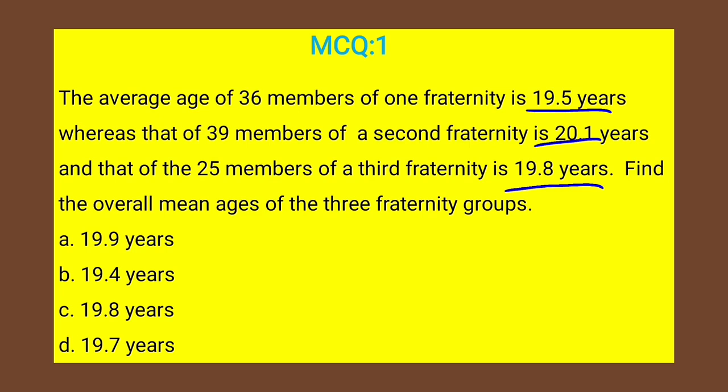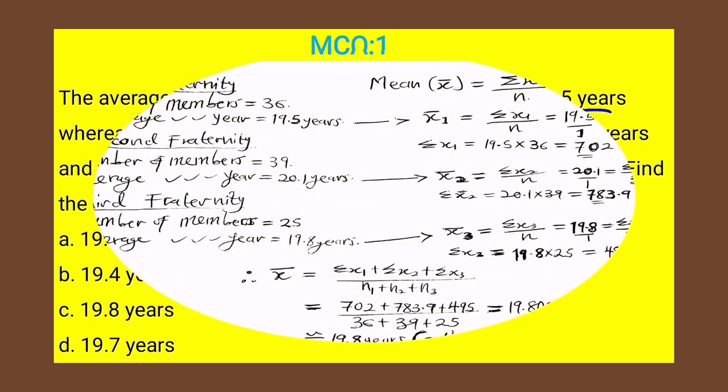So after finding the total ages of the 36 members and that of 39 and that of 25, you add all of them together and you divide by the total number in each fraternity group. You add all of them and you divide. So let's see how that is. As in our options, A is 19.9 years, B 19.4, C 19.7, and D is 19.7 years. Let's see which of them will be the answer in that case.